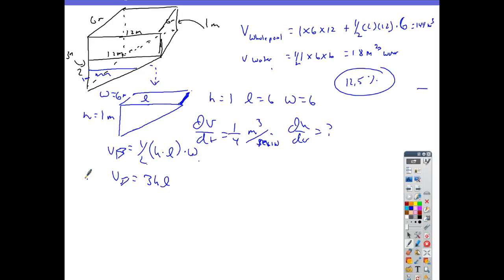Yes, ma'am? Don't they have to give us some kind of point? Yes, they said for 1 meter deep. They give us that at least. All right, moving forward. So I go to dV/dt, 1/4 out in front equals 3H times dL/dt plus 3 times L dH/dt.